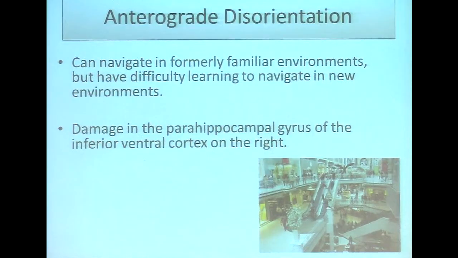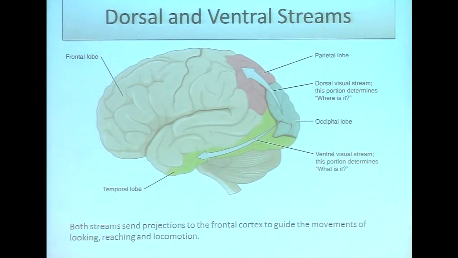Parahippocampal gyrus, you know where the hippocampus is. Parahippocampal gyrus is the gyrus just below the hippocampus on the inferior, bottom, ventral cortex on the right-hand side. Okay. I'm sure you're all getting quite familiar with all these terms. It sounds terribly complicated to talk about the inferior ventral cortex on the right, but if you just break it down and think it through, it's quite easy to understand.